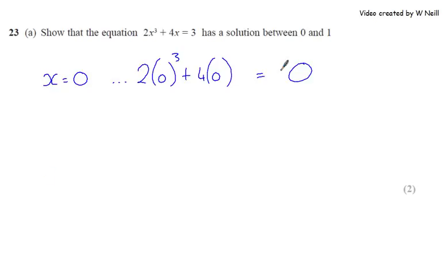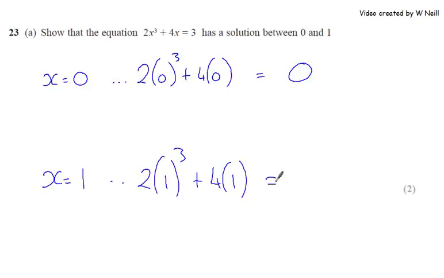Now I'm going to put in x equals 1. So that's going to be 2 times 1 cubed plus 4 times 1. 1 cubed is 1, times 2 is 2, add 4, 6. So when I put 1 in, it gives me 6. When I put 0 in, it gives me 0. Well, if I want an answer of 3, the number I put in must be somewhere in between 1 and 0.